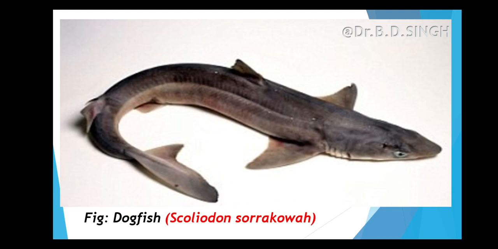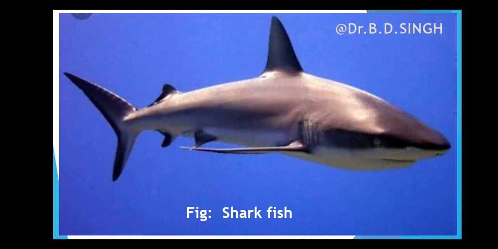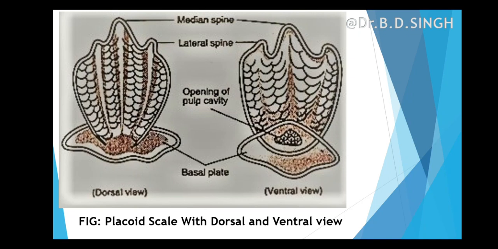So you can see the structure of dogfish. Then after, you can see the structure of shark fish. This is the complete example of cartilaginous fish. Then after, the structure of placoid scales with dorsal and ventral view.